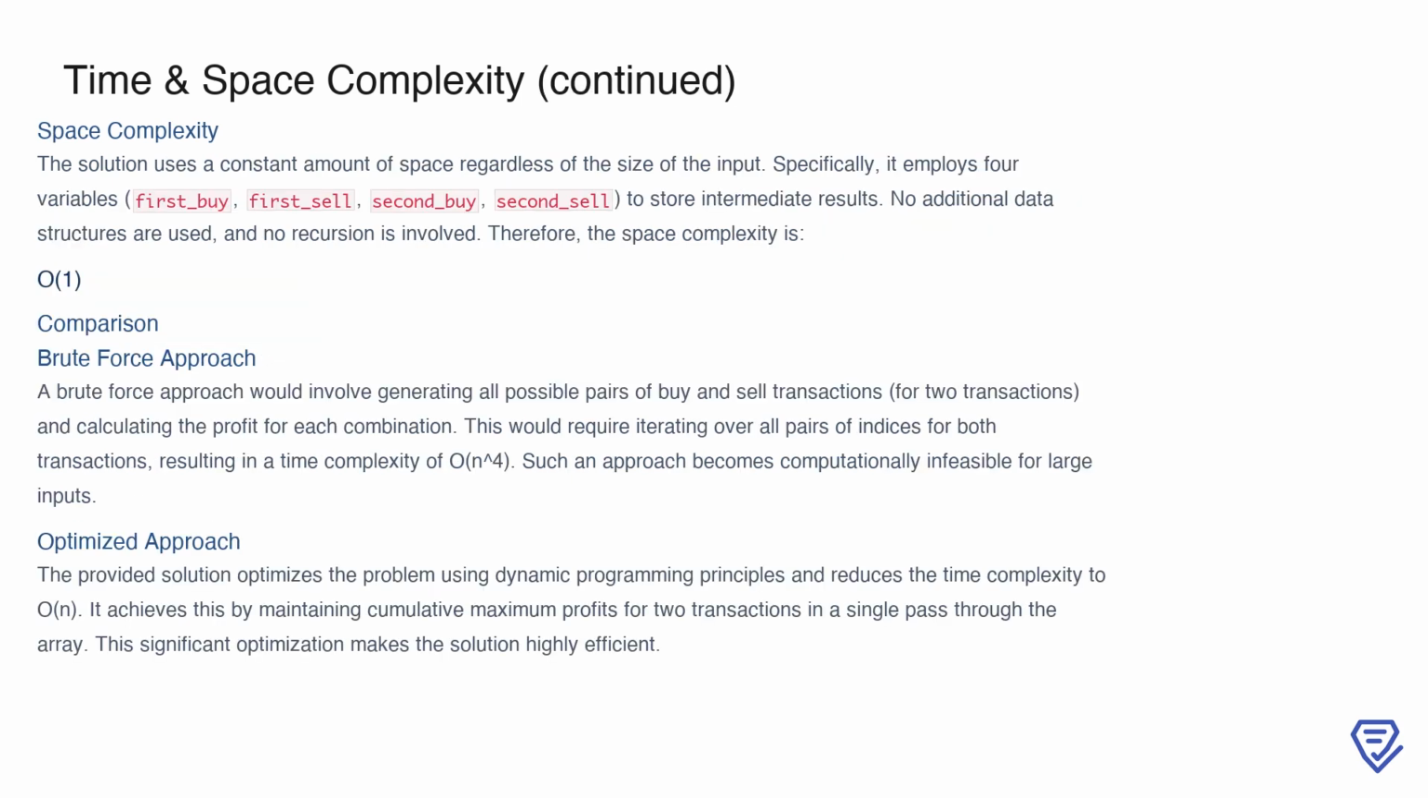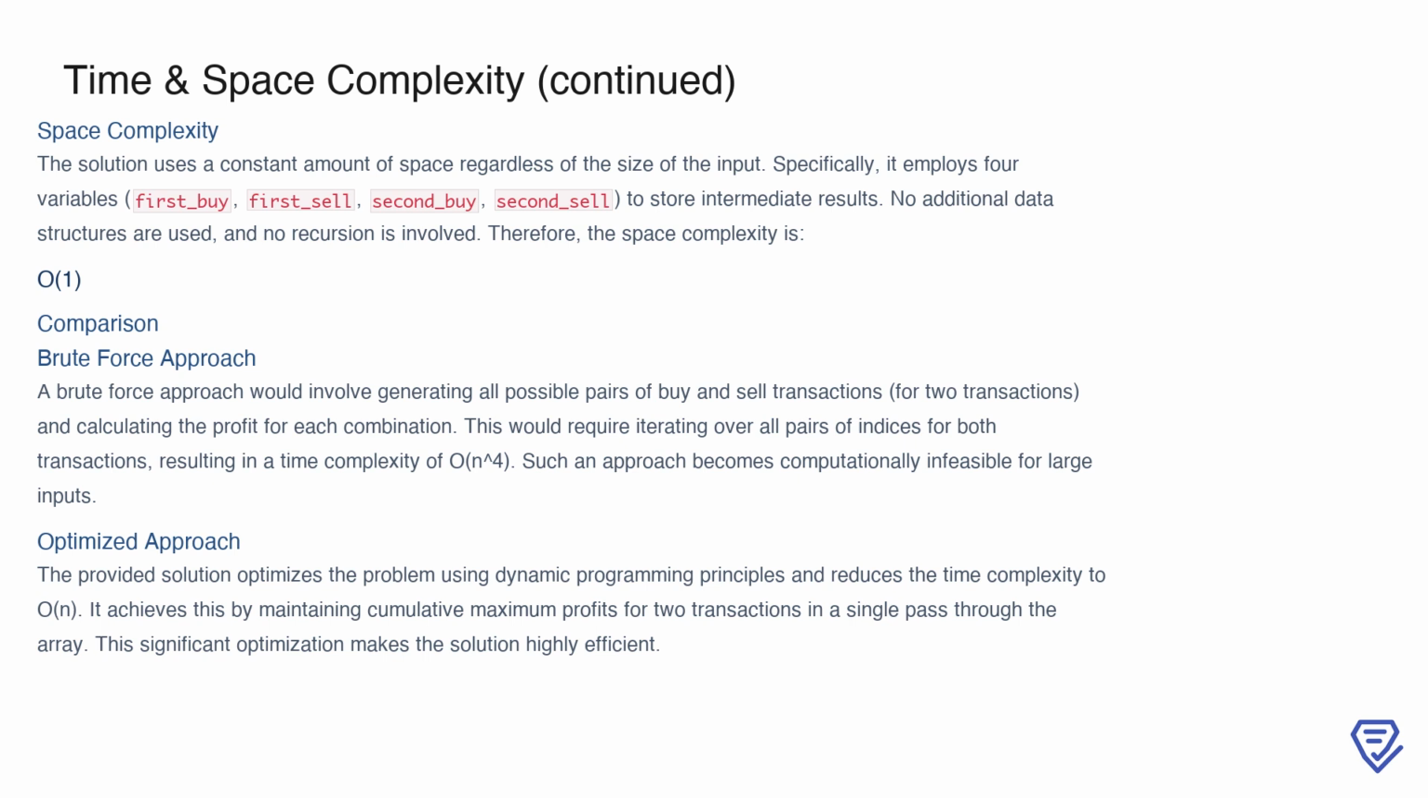Turning to space complexity, the solution is exceptionally efficient in its use of memory. Regardless of the size of the input, it only requires 4 variables: first_buy, first_sell, second_buy, and second_sell, to store intermediate results. These variables consume a constant amount of space, as no additional data structures are used and no recursive calls are made. As a result, the space complexity is O(1), meaning it remains fixed and does not grow with the input size. Now, let's compare this optimized approach to a brute force method.